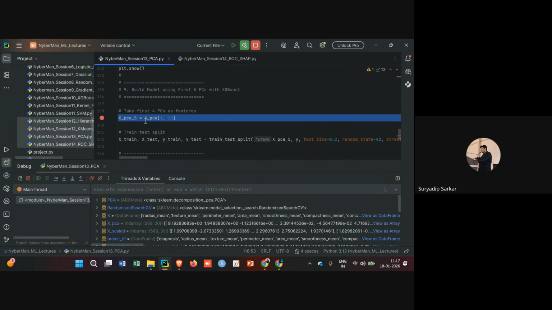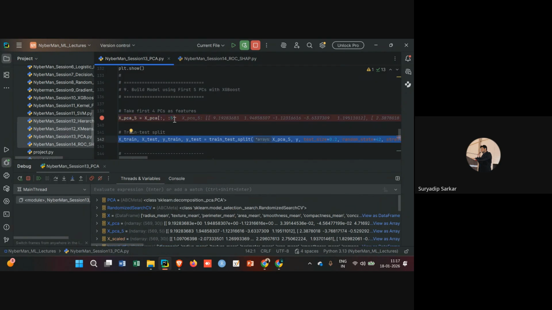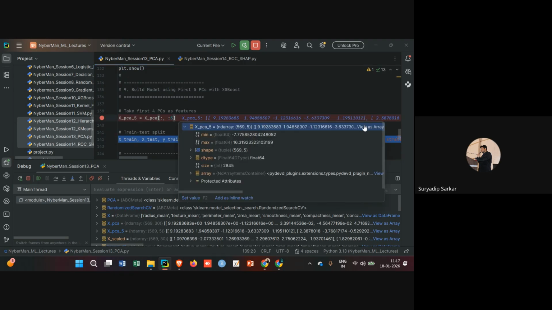So now we have to be using our feature matrix, right? Our feature matrix is nothing but XPCA, right? And we are going to be using only the first five PCs as our features, right? We have to use till 5, right? That is how Python works. Python works with -1 indexing, right?